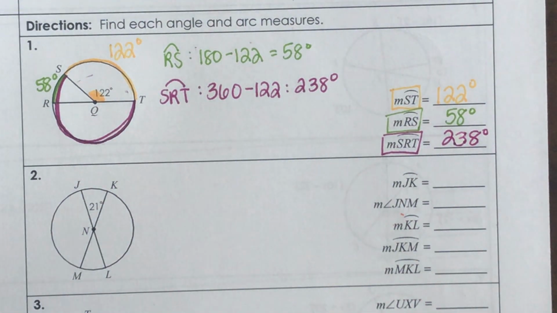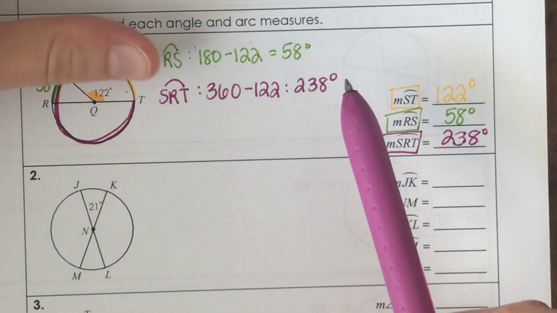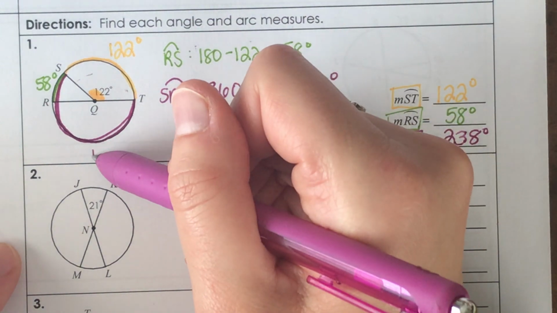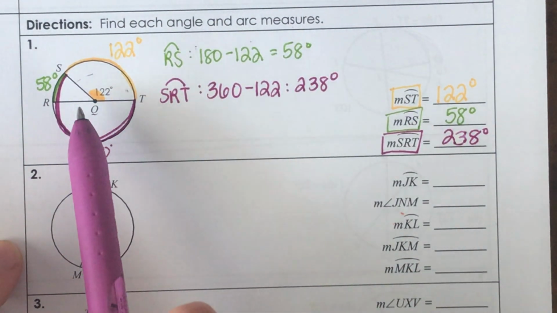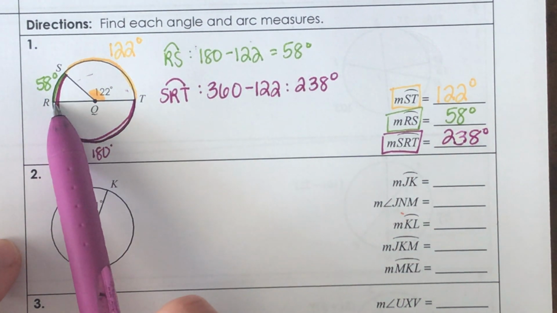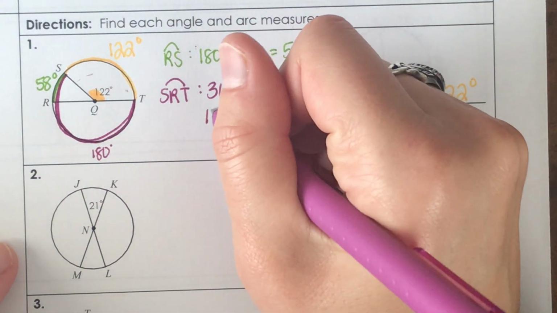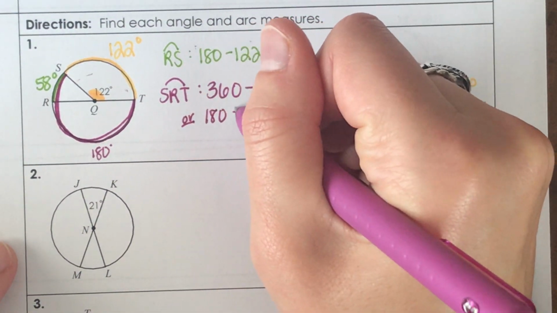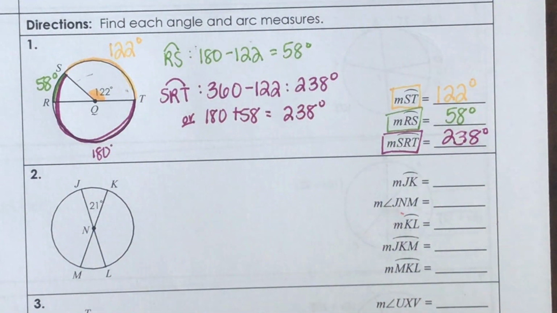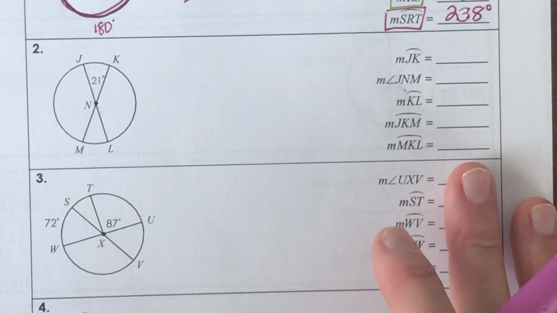You also could have done this. I know this piece is 180 over here, this top half. That must mean this bottom half right here, R to T, is also 180 degrees. If I wanted to find the whole distance of this pink piece, I could do this 180 plus the green piece, which is 58. And guess what? If you do that, you get the exact same answer. So you can either add arcs together or you can subtract arcs from the total 360, and you're still going to end up getting the exact same answer. So that's pretty cool.